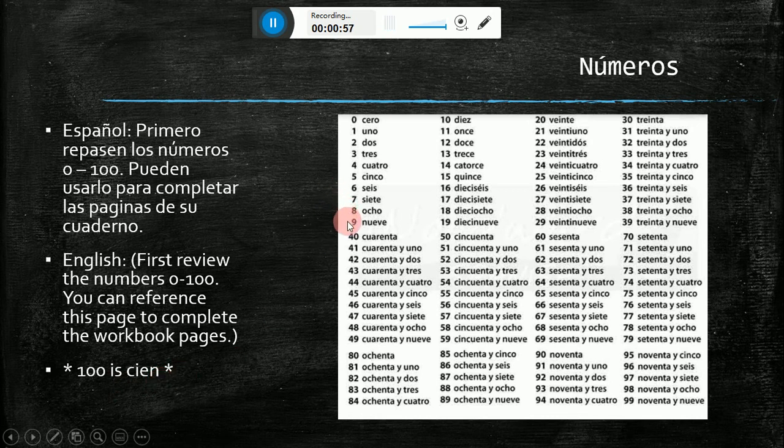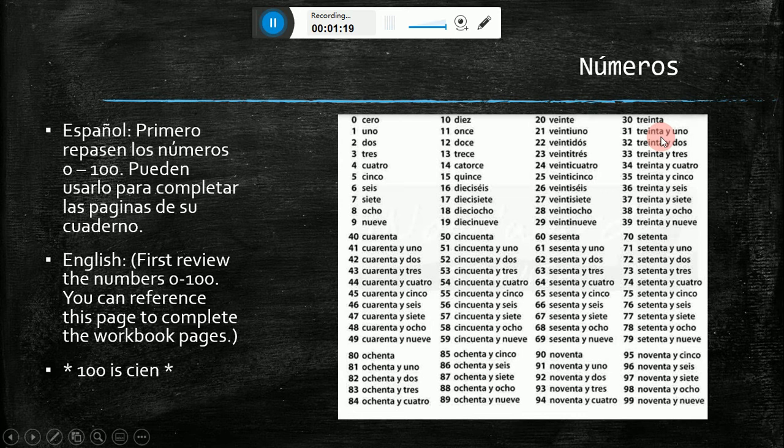So let's look at the numbers. Remember that once we get to 29, things start to change. So up until 29, all the number words are one word. Okay, we have combined them here. Okay, but after 30, we get to 31 and up to 99. You'll see it breaks down into three sections.